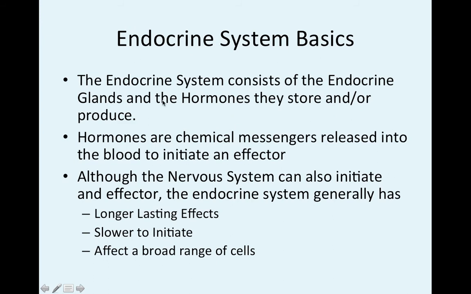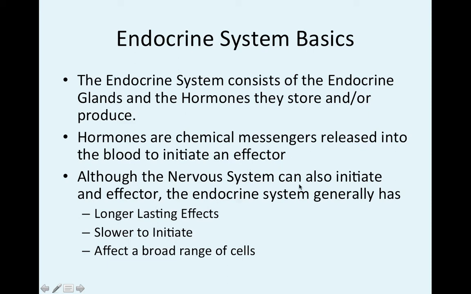Now the endocrine system consists of endocrine glands and the hormones that they store and produce. If we go back to our macromolecules, these are going to be lipids. They're the hormones that are stored inside vesicles, inside cells. And the cells that produce and regulate these are the glands, the endocrine glands. So hormones are chemical messengers released into the blood to initiate an effector. They cause the effector to do something to bring things back to homeostasis, most likely in a negative feedback system.